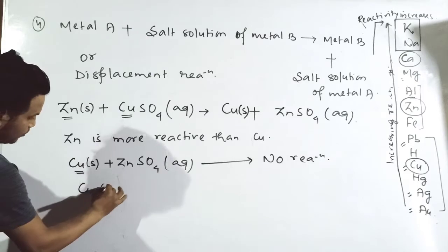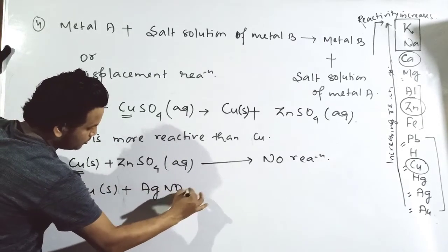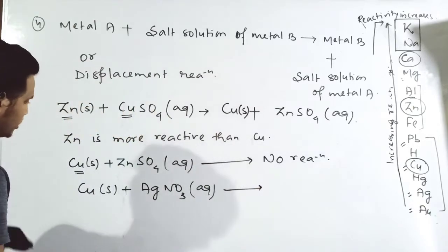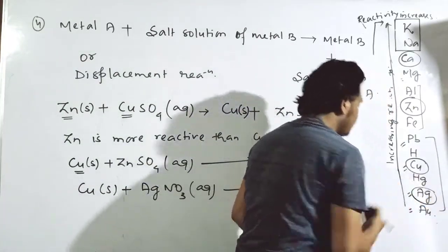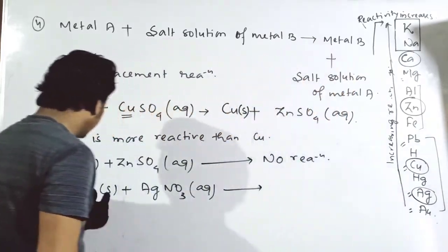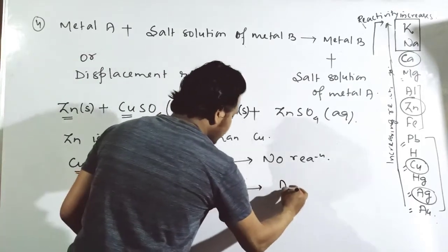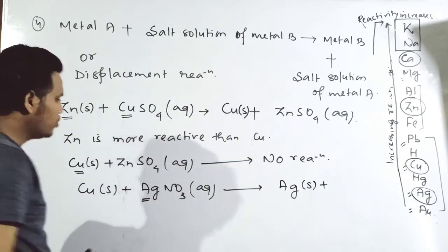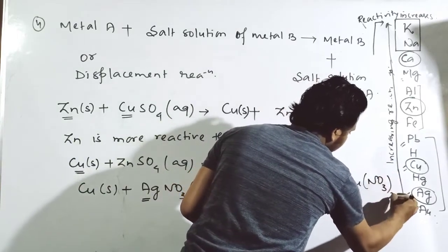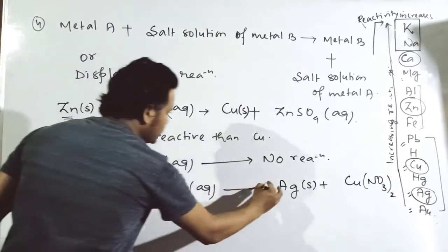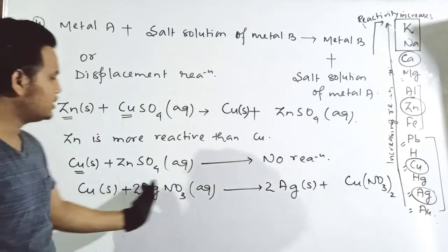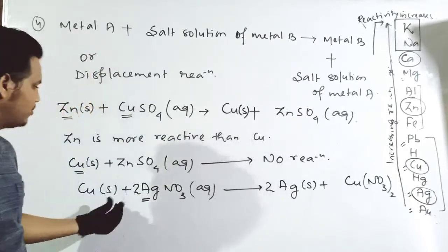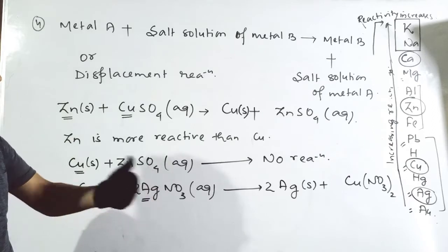If you take copper with silver nitrate solution, copper metal, silver nitrate in water, it will give a solution. What will be the product? Since copper is more reactive than silver, copper will displace silver. So silver is eliminated and silver solid is formed, and in place of silver, copper will come. So copper nitrate will be formed, Cu(NO3)2. Take 2 times silver, it will be balanced. In this way displacement reactions are there. If you react silver plus copper nitrate, then no reaction, since silver is less reactive than copper.